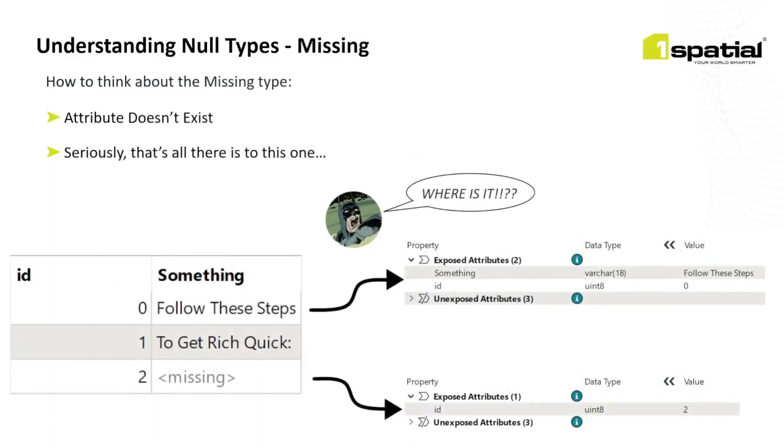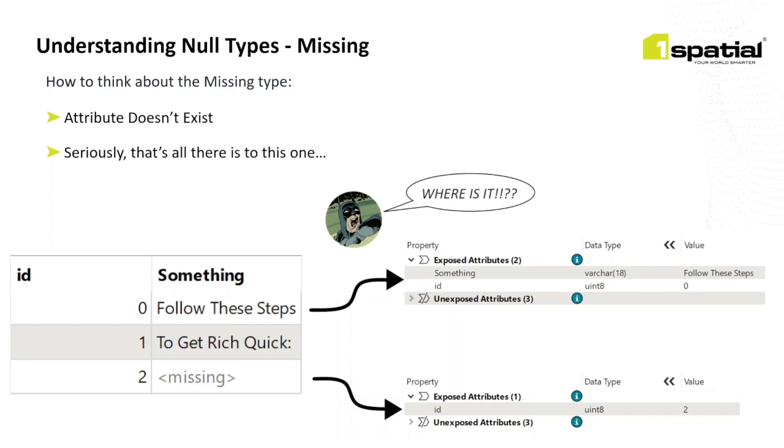The way I like to think about missing is that the attribute doesn't exist. No, seriously, that's all there is to this one. Typically, why we see missing in FME is because when we look at the table view in the inspector, it is a global view. It is all of the unique columns that have been found across the entire dataset, but that doesn't mean that every single record in that dataset has each of those attributes.